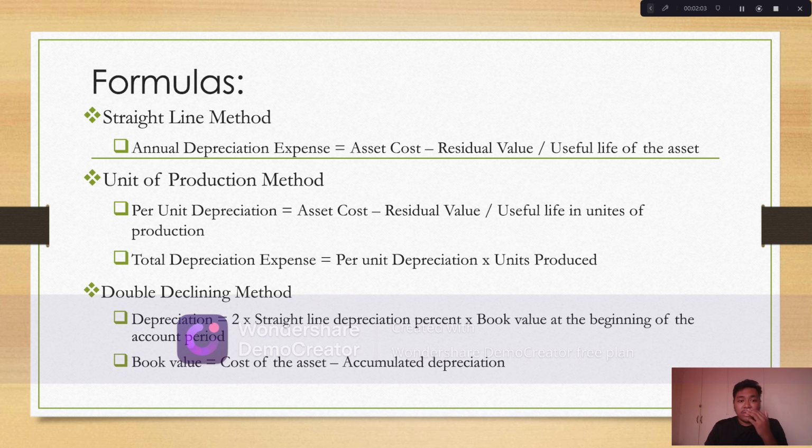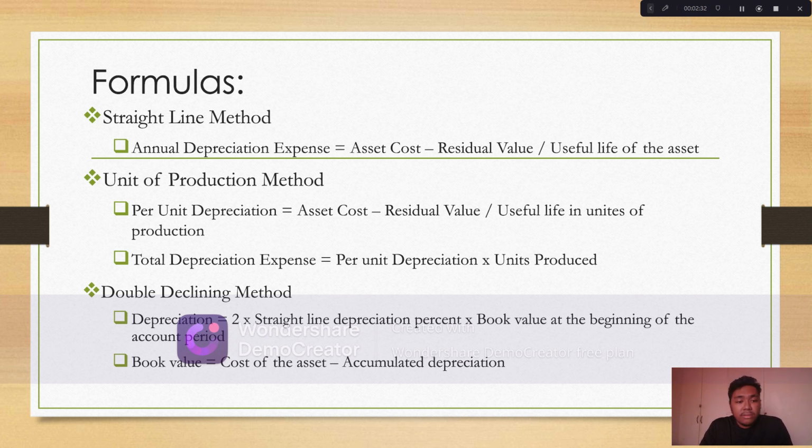Of course, the straight line method is the simplest of them all, and basically this calculates the annual depreciation expense, or the rate of depreciation, of a certain item. You can see asset cost subtracted by the residual value, over the useful life of the asset. You get the expense, or at what rate the asset depreciates.